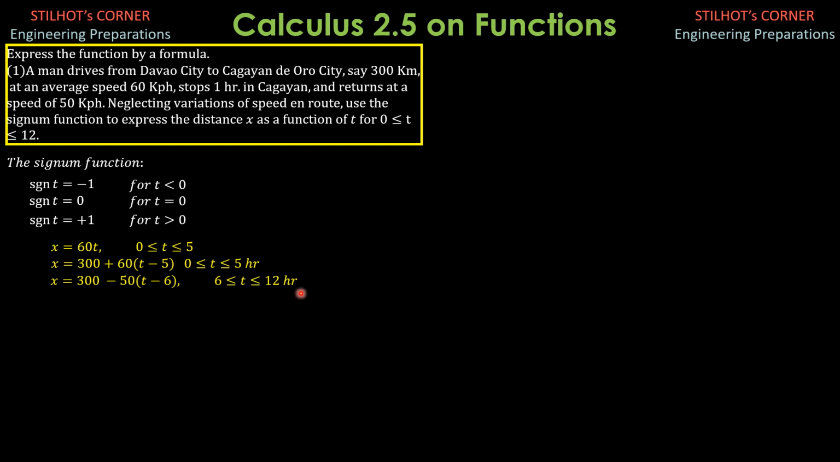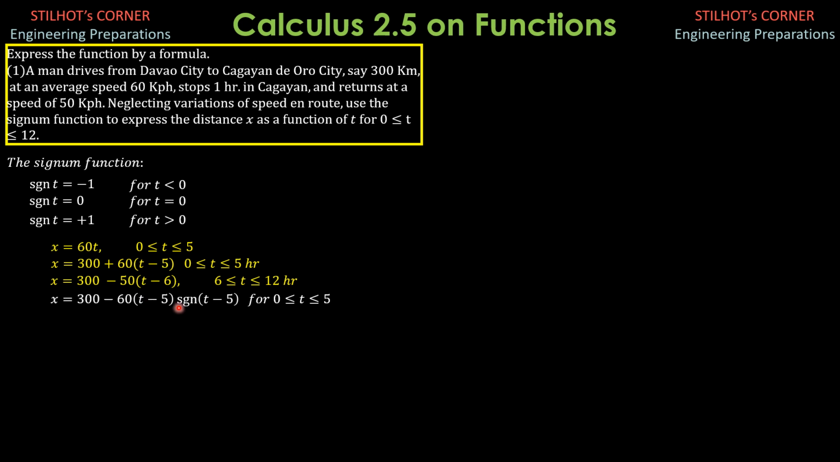So we must establish a formula in terms of the signum function that will be applicable for the entire period 0 to 12. So for 0 to 5 first, with the signum function expression, x is equal to 300 minus 60 times (t minus 5) signum of quantity (t minus 5) for 0 ≤ t ≤ 5. So remember that this is correct from 0 to 5. It is equivalent to this formula.